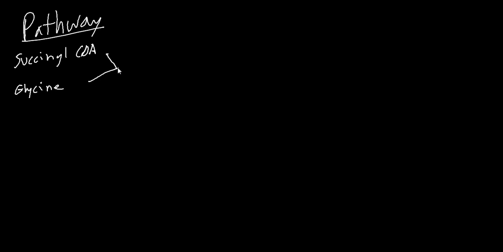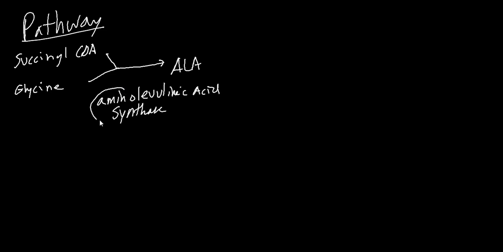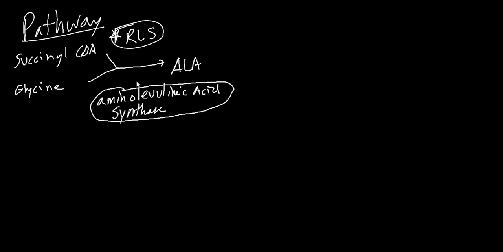These two are going to combine to form one molecule of ALA. What is ALA? Well, it's going to be aminolevulinic acid. And the enzyme that's going to synthesize this reaction is going to be ALA synthase. ALA synthase for shorthand. And this is going to be our rate limiting step. Alright, so remember I said that we're going to start out in the mitochondria. So we're going to be in the mitochondria.